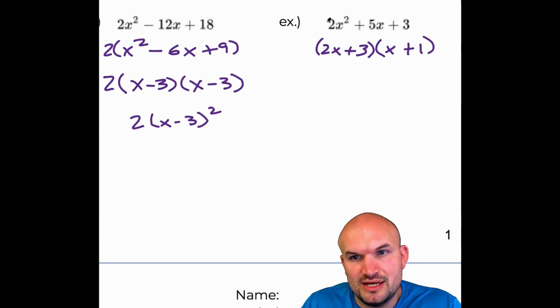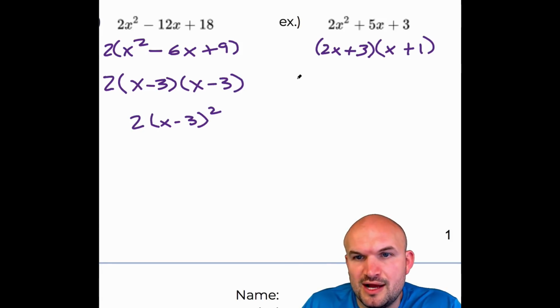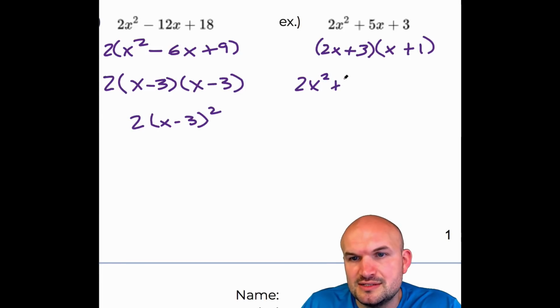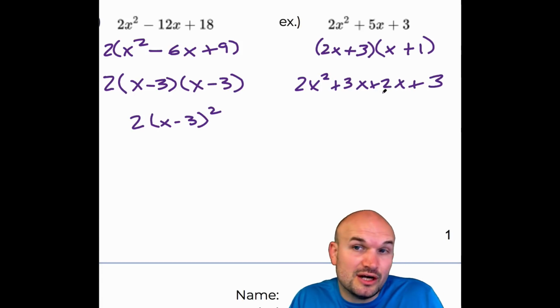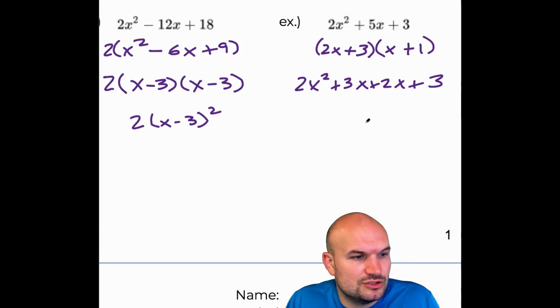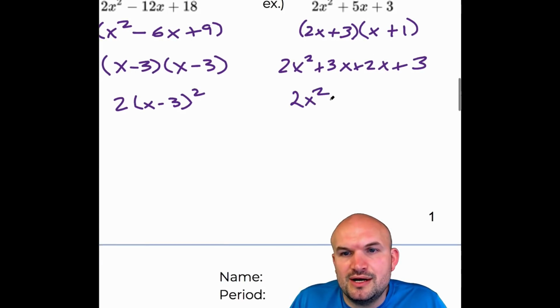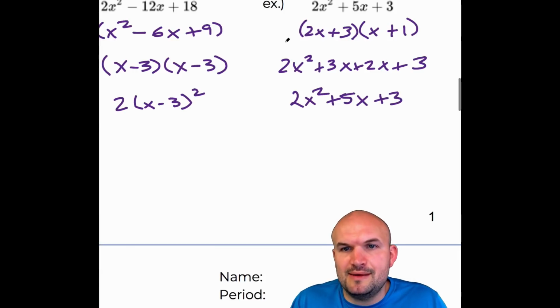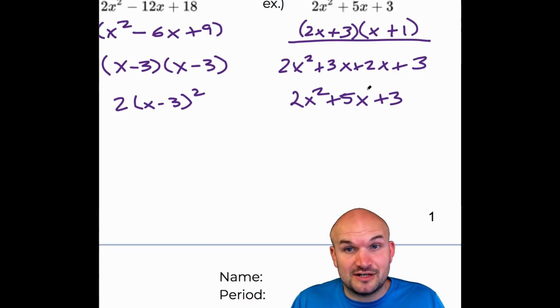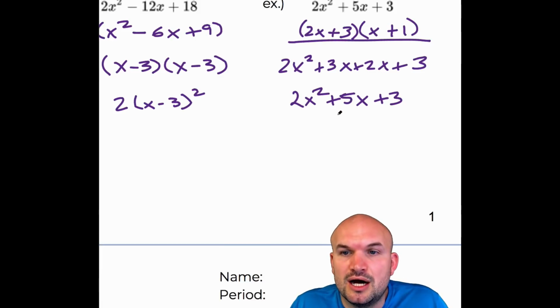2x times x is 2x squared. 3 times 1 is 3. And then let's just write it out. 2x times x is 2x squared. 3 times x is 3x. 2x times 1 is 2x. And then 3 times 1 is 3. Right? And so you can always check your work by multiplying it back out. And so therefore, we have 2x squared plus 5x plus 3. Okay, so that is now our factored form.